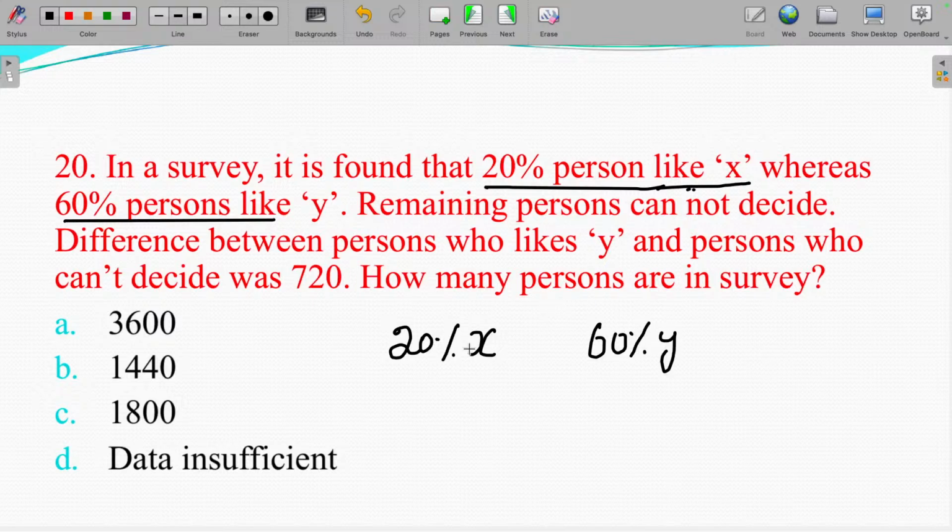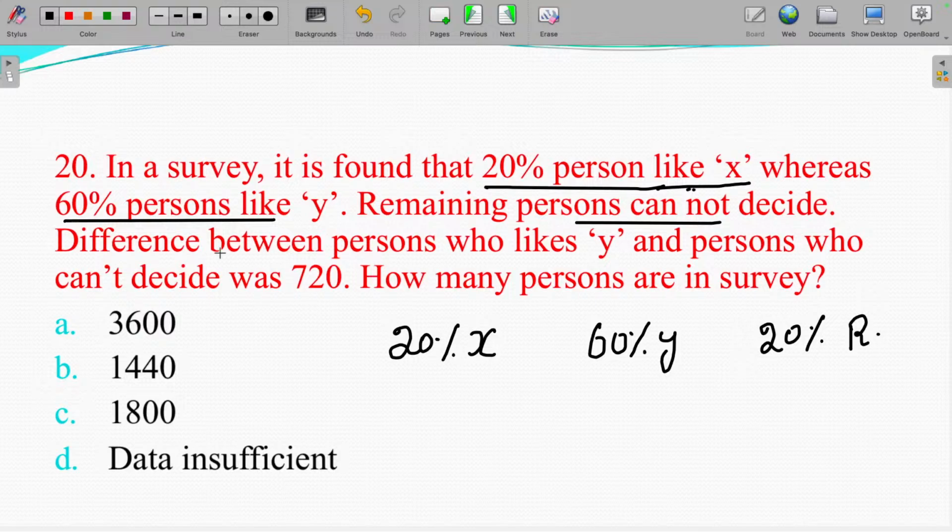Out of 100, 20 percentage and 60 percentage like X and Y. The remaining persons will be 20 percentage. Yes or no? Yes, sir. The remaining persons cannot decide. So 20 percentage, 60 percentage, and 20 percentage is the remaining, can't decide.